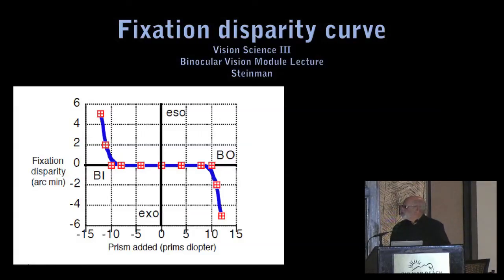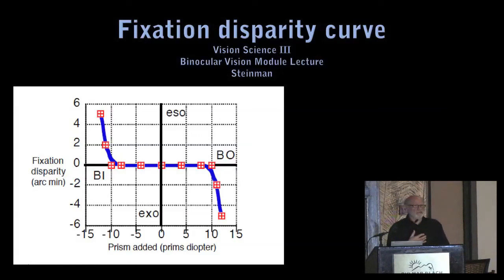If you look here, you're seeing about 10 base in prism to 10 base out prism manifest this flat portion of the fixation disparity curve. So in other words, the prism did not start to induce a shift in disparity until they got out to 10 base out and 10 base in. And where is the center of symmetry? Right at 0. So it gives you a sense of the disparity curve.